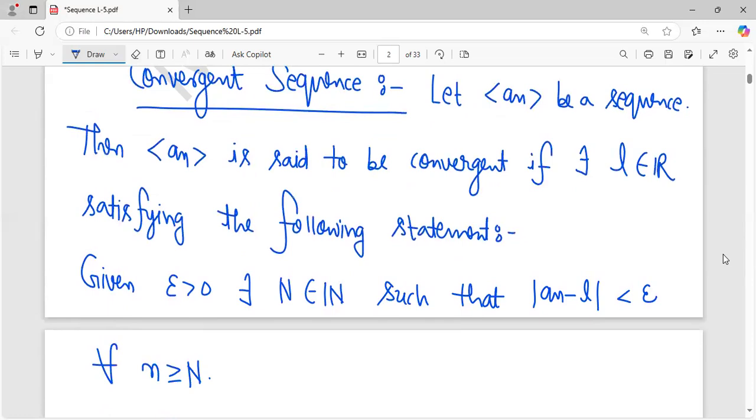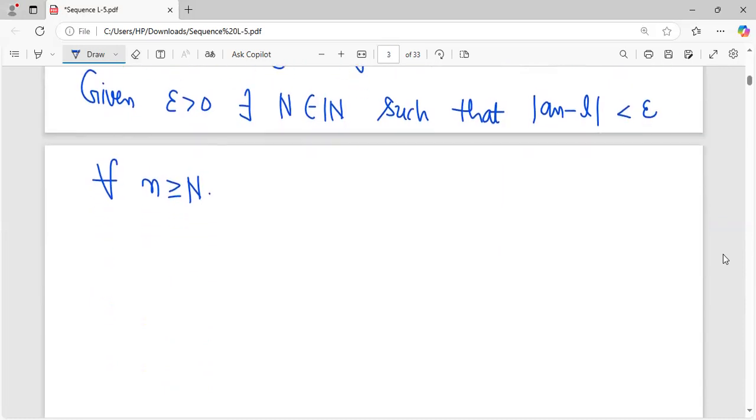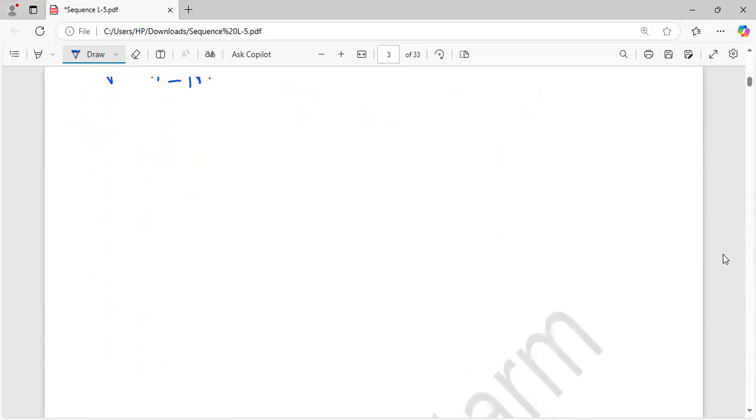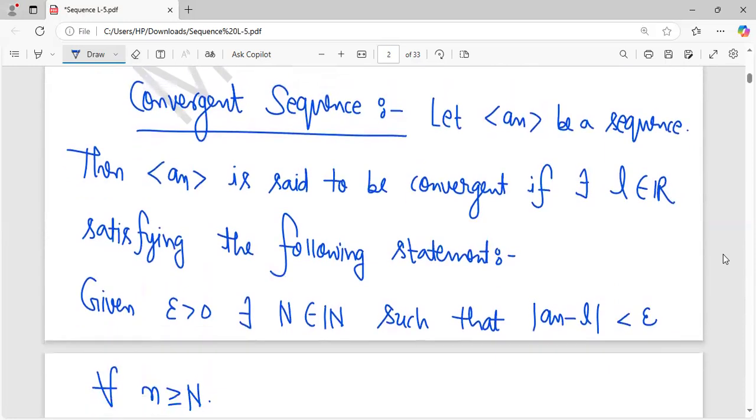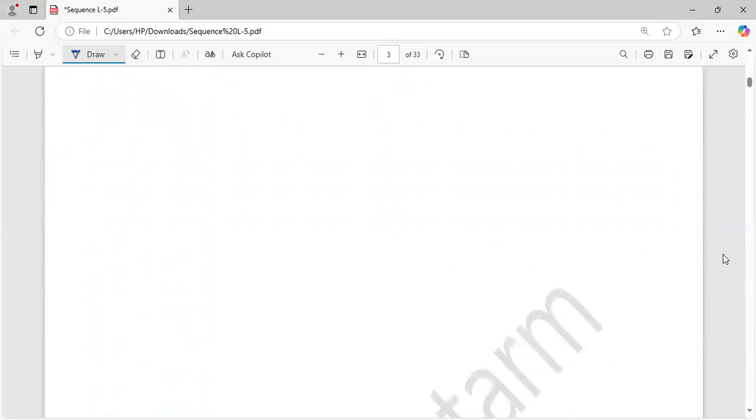You take any epsilon, there will be corresponding natural number capital N such that the difference of this term of an, the difference of the term of sequence with L, is less than epsilon if you are taking n value greater than or equal to capital N. Okay. So what is the meaning of this?